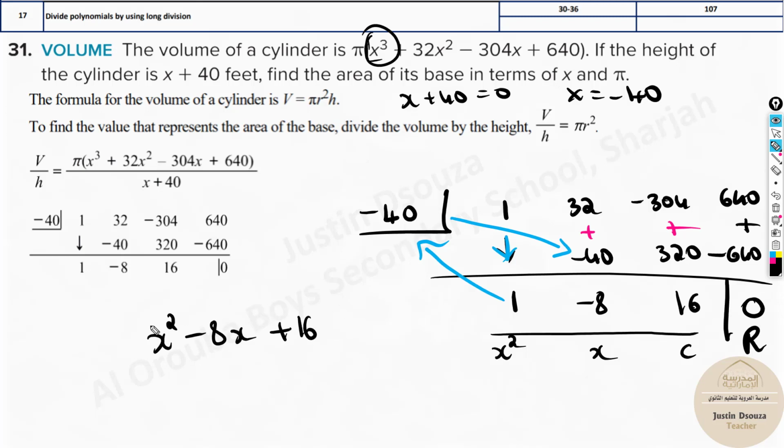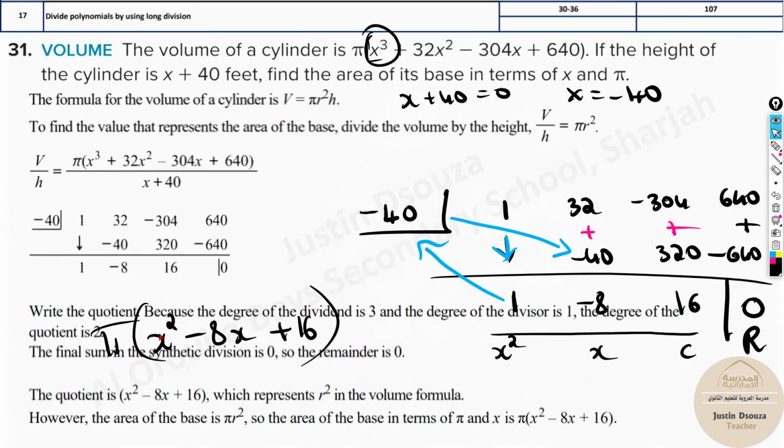So this is the answer. But don't forget the pi which is multiplied outside. So this will be the final answer over here. Pi into x square minus 8x plus 16. They told it right in terms of x and pi. It's in terms of x and pi outside. This is the answer. That is the synthetic division.